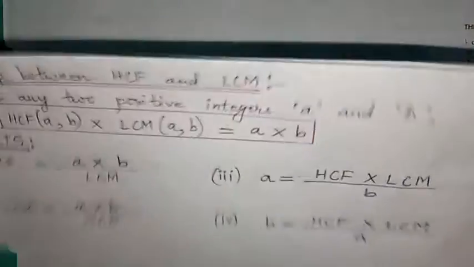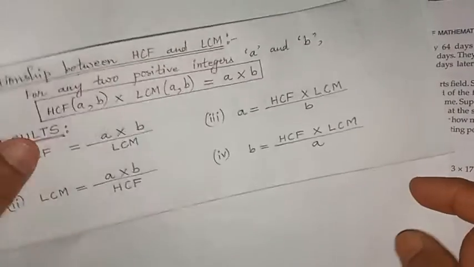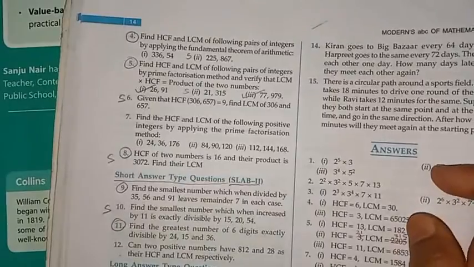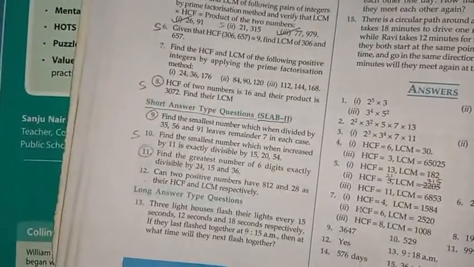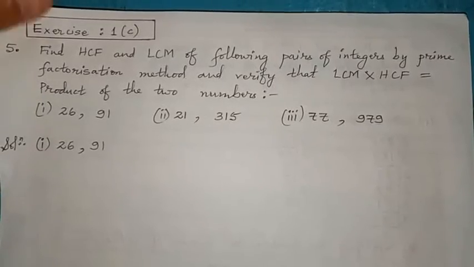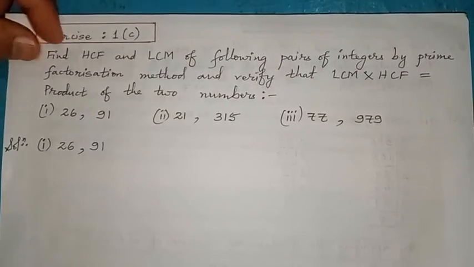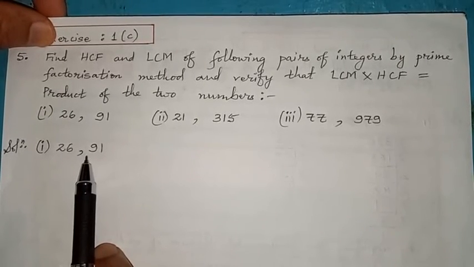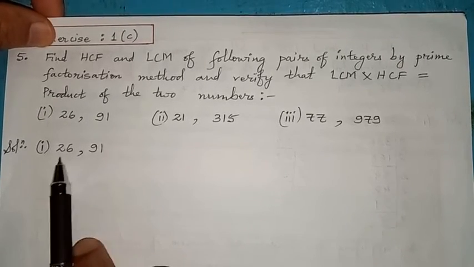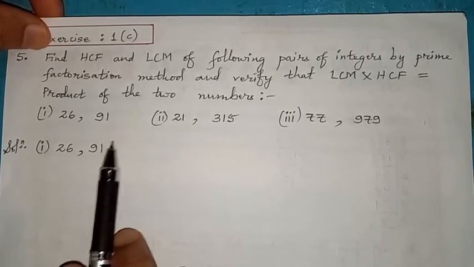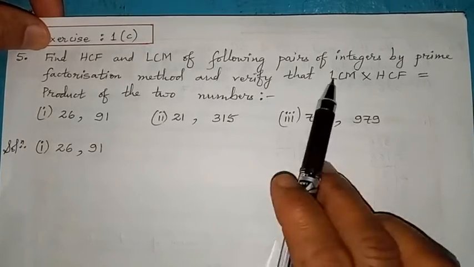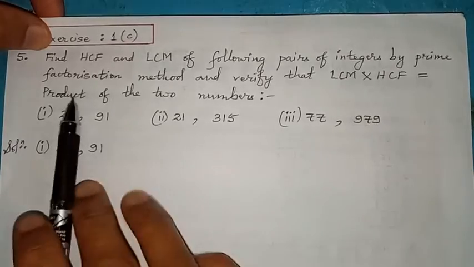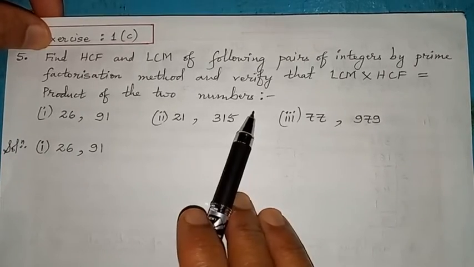Now let us do one sum, from question number 5. So students, this is question number 5. I've already read the question, so let us do question number 1. Remember what you have to do? You have to find the HCF and LCM of these two numbers, positive integers, and also verify this rule that HCF into LCM is equal to the product of the two numbers. You have to verify that it's true.